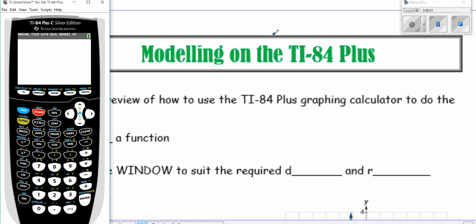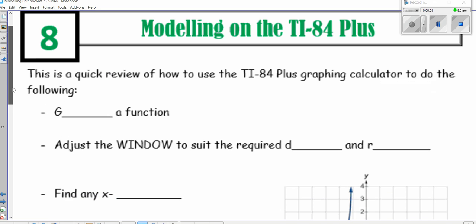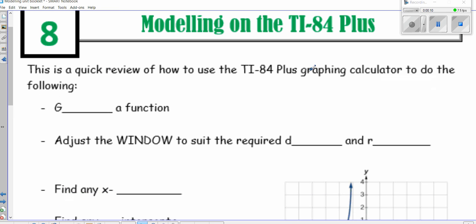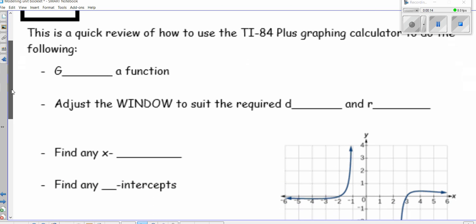On the TI-84 Plus, so you need to have your graphing calculators with you. So this is a quick review of how to use a TI-84 Plus graphing calculator to do the following. So what do you think the first thing is? Graph a function. Yeah, graph a function, yep. It's easy.